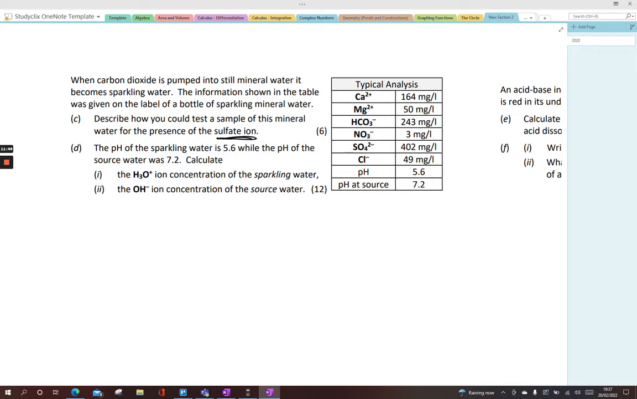Your test for sulfate, you had this thing known as barium chloride, BaCl2. You get a white precipitate of BaSO4, barium sulfate. And the thing about this, learn these a bit better. My goal here is just to do the calculations.